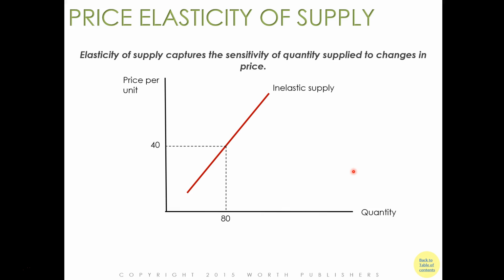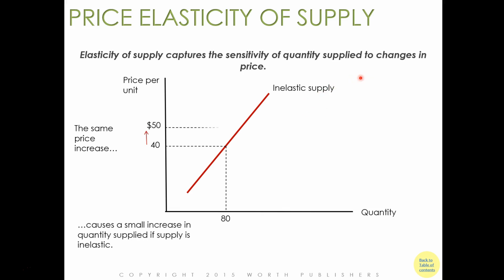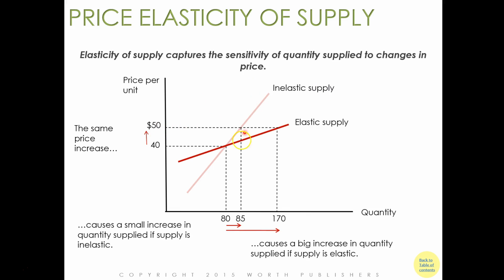Elasticity of supply captures the sensitivity of quantity supplied to changes in price. So we have the inelastic supply curve. When there's a change in price, there isn't as big a proportional change in quantity. We have a $10 change here, but only a 5 change in quantity there. Now here's a very elastic supply. If we go up $10, we have a huge increase in quantity, say 90. So it causes a big increase in quantity supplied if the supply is elastic.